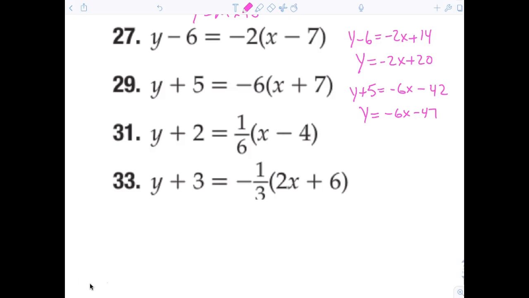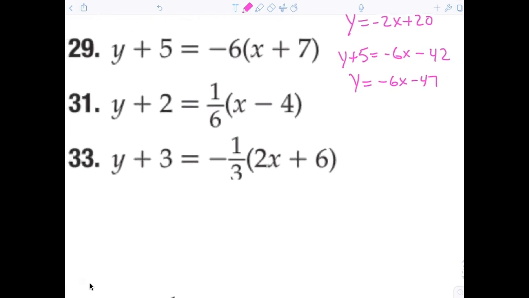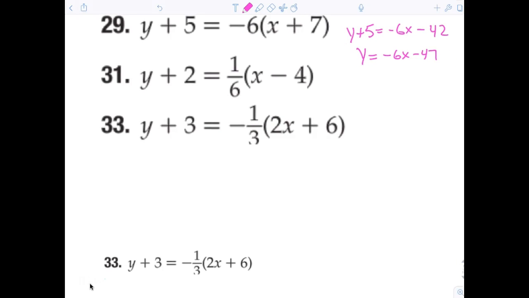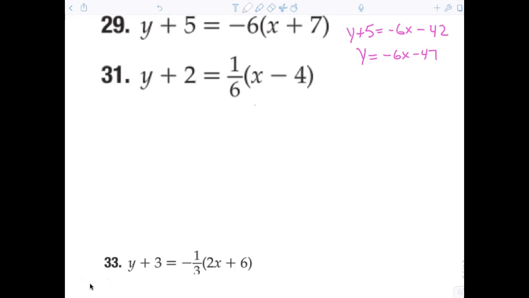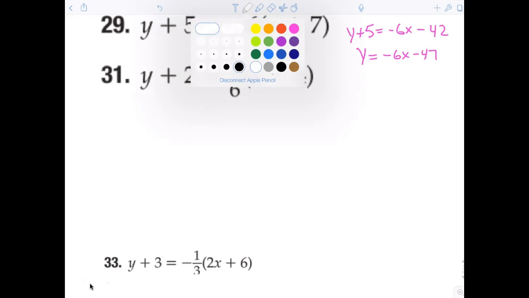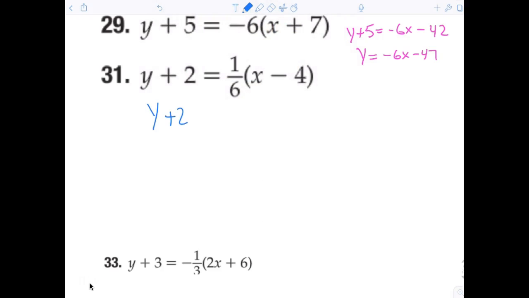31. Okay, so you want to get rid of the fraction? No, you don't. Because why? Because we're not doing standard form. We're doing slope-intercept. So all I have to do is... So you do 1/6 times x. Yes, that is correct. Minus 4, you get 1/6 x minus 4/6.